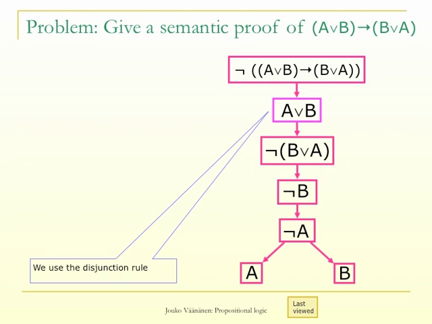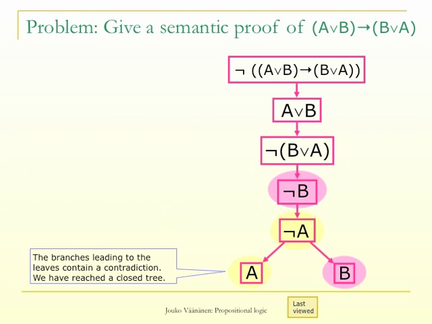Now we have a tree in which again both branches close. The leftmost branch has A and not A. The rightmost branch has B and not B. So this is a closed tree, and it constitutes a semantic proof of the formula that we wanted to prove.